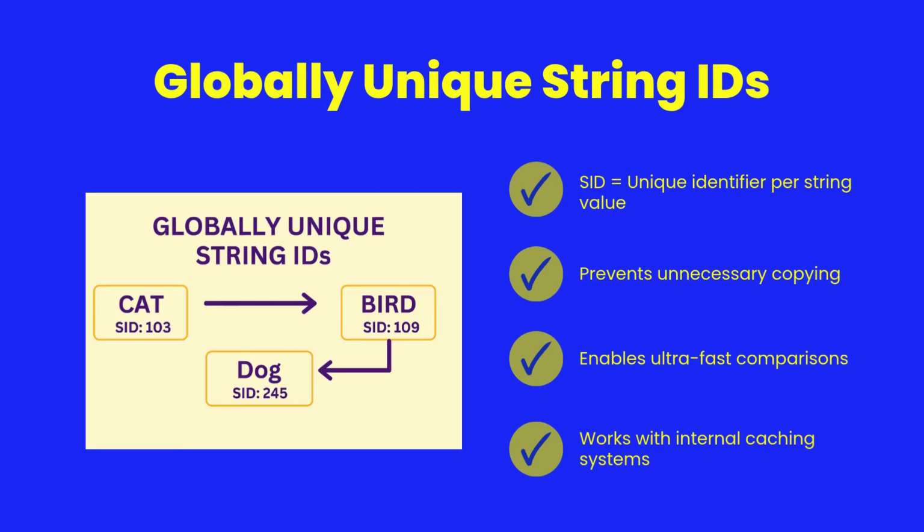Behind the scenes, every string has a unique SID. If two variables point to the same text, SheerPower sees the match instantly, and skips rework. Fast, smart, and efficient.